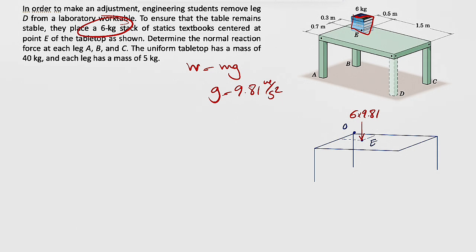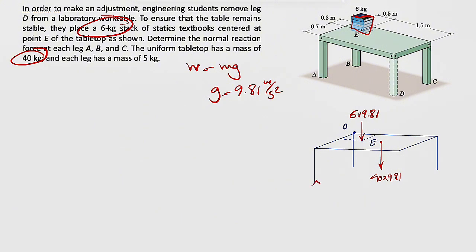We're going to have the same story for the weight of the table at point G, which would be exactly at the center since we have a uniform rectangle. So that would be another force. The mass of the table is 40 kilograms. So 40 times 9.81 again. That would be our second force.